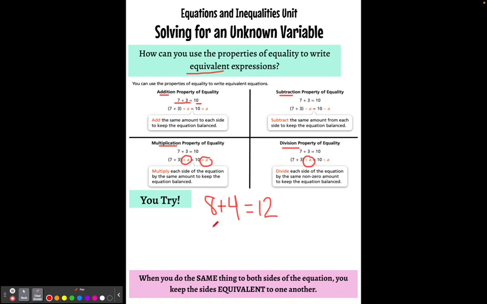Well, if I decide that I want to take both sides and multiply them by 2, right? As long as I do it to both sides, they're going to stay equivalent, right? Because now this side equals 24 and this side equals 24. So as long as you're doing the same thing to both sides, they're going to stay equivalent. That's your main goal right there, okay?